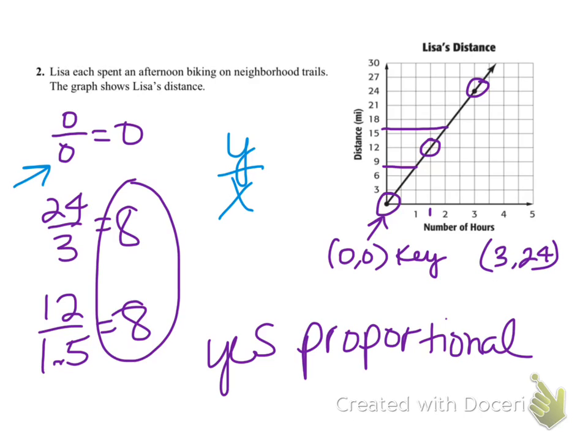So those are the key things we're looking for in proportional relationships. If we're looking at a graph, is it going through the origin? If we have 2 points, a table, or an equation, we divide to see if it's proportional or not. So that's what I have for you on proportional functions, falling under linear functions, falling under the function umbrella.